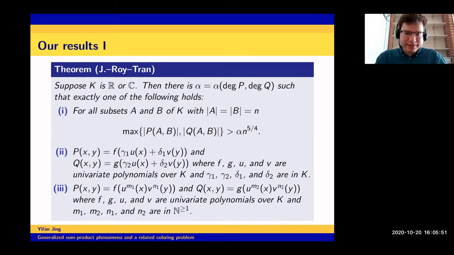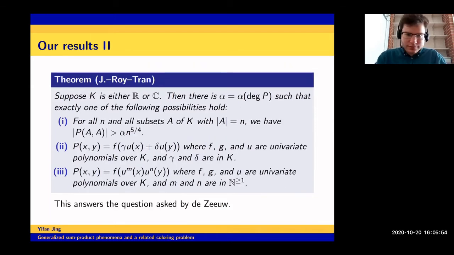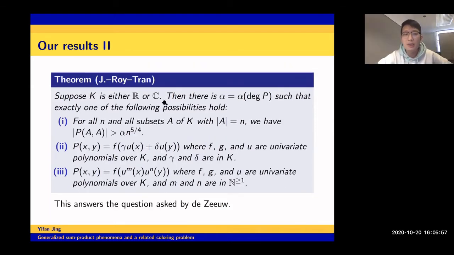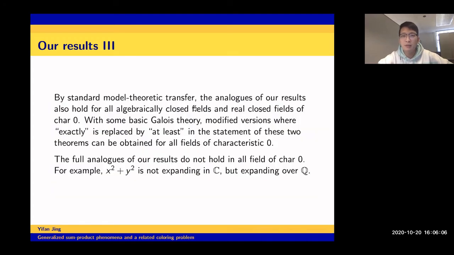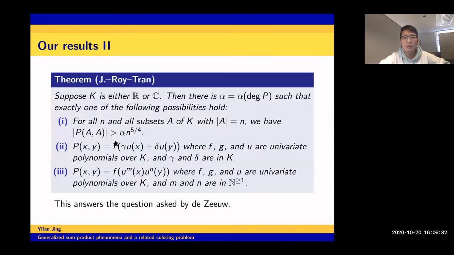I see. Okay. And also here, I assume K is either R or C. By a standard model-theoretic transfer, we can transfer the problem to all algebraically closed fields of characteristic 0. As I mentioned on the next page, we can transfer the results to all algebraically closed fields and real closed fields of characteristic 0. And using some basic Galois theory, we can also transfer the theorem to all fields of characteristic 0, so we can remove this algebraically closed condition. But in order to remove this condition, we have to replace exactly by at least. You can see that in the proof.